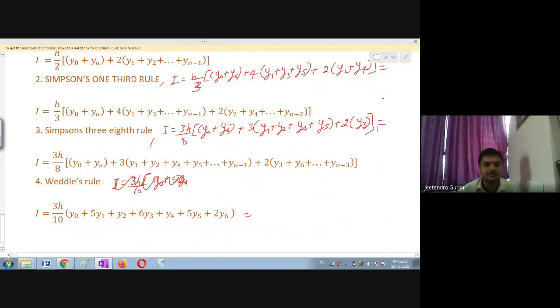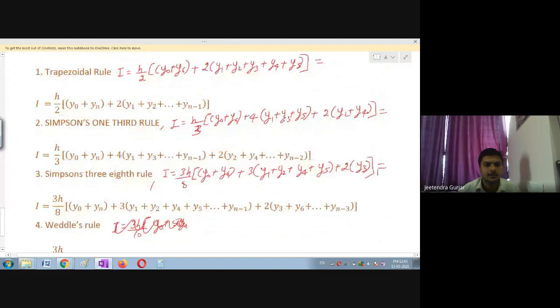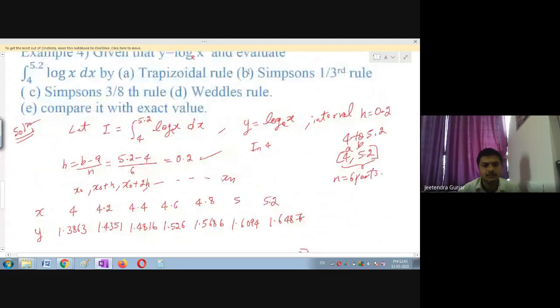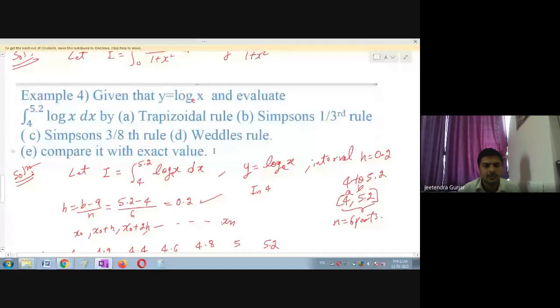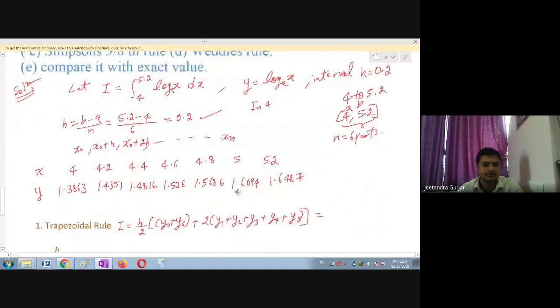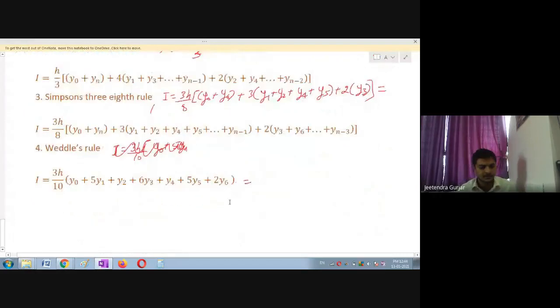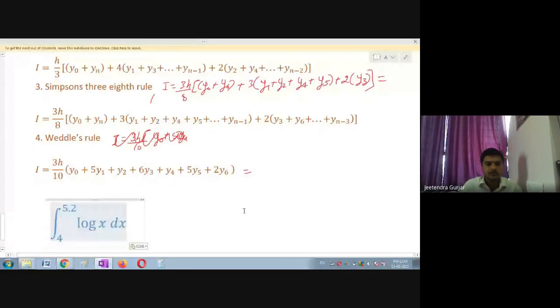Then what I do here, this is important: compare it with the exact value. For that, you are going to compare with the exact value, so I will just try to simplify this answer. This is log to the base e, meaning I will be taking ln, or simply logarithm.